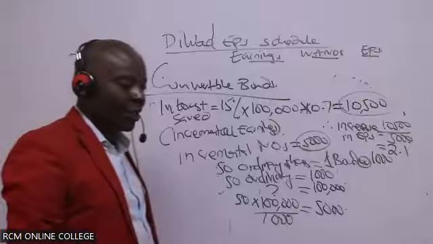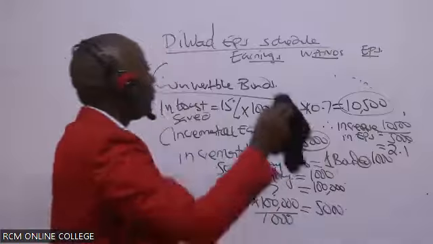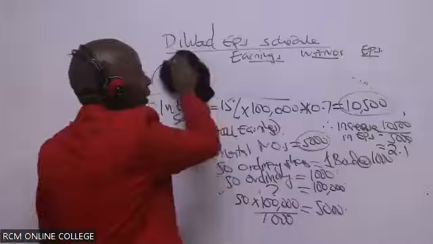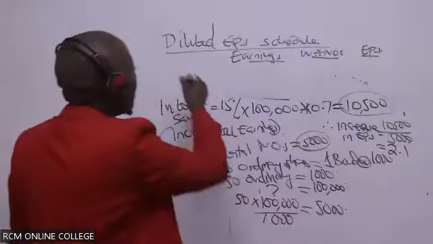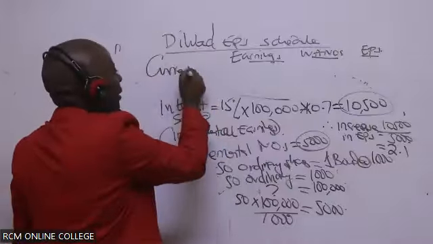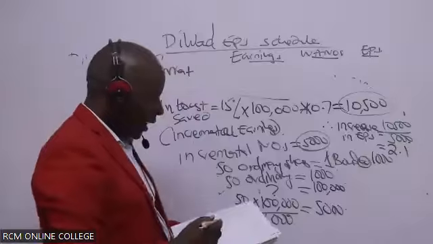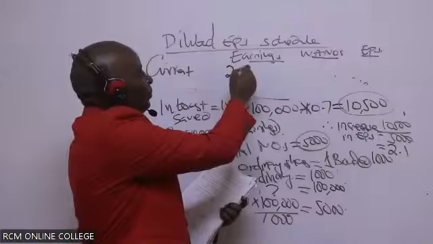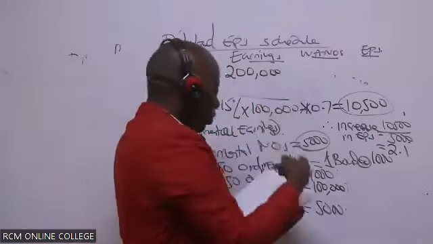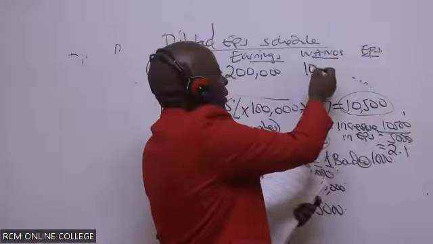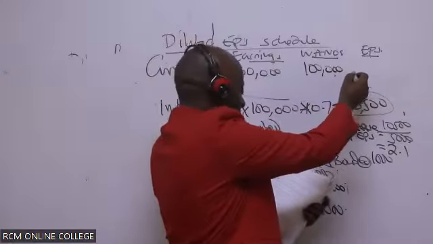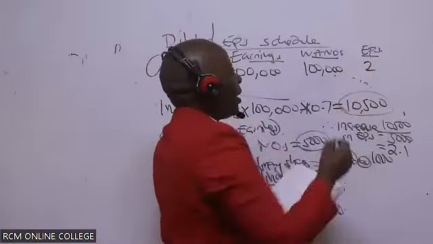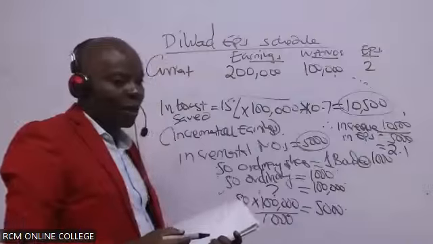All right. So then, ladies and gentlemen, come here very fast and give me these figures. We start with the current. Are you able to see the current earnings? The current earnings were 200,000. The number of shares were 100,000. This gave us 2 per share.